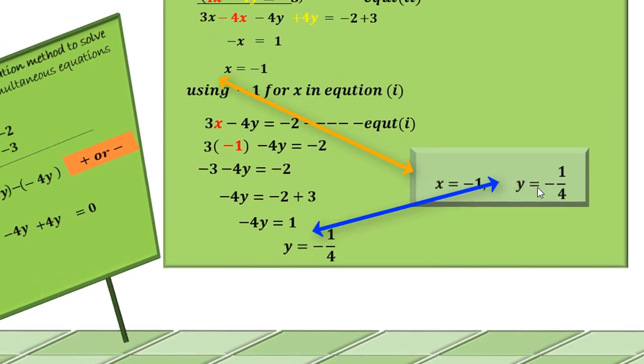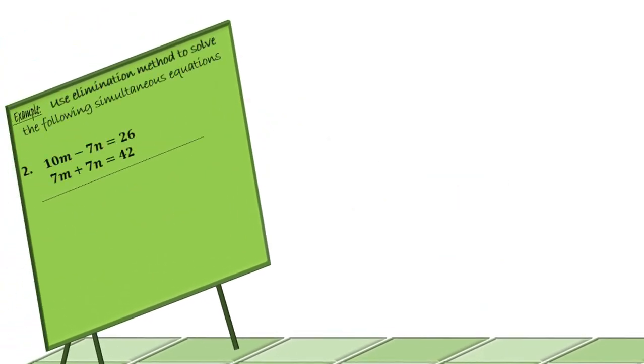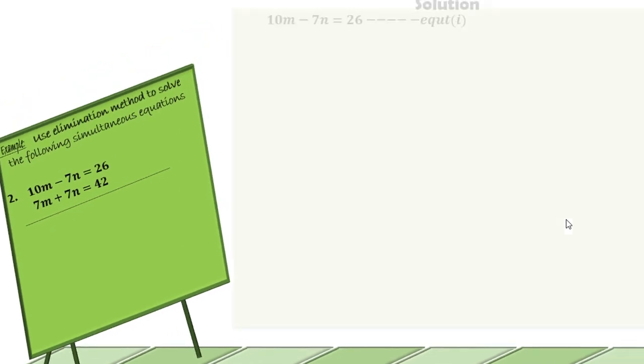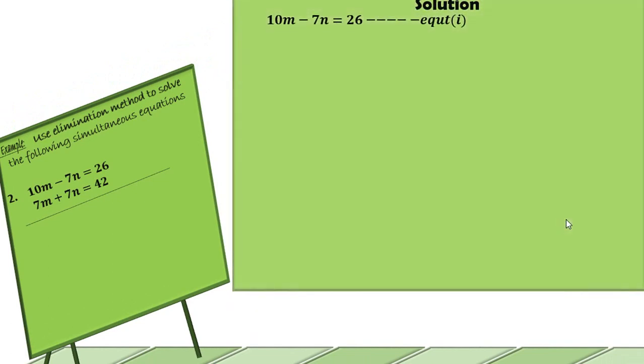The next question. So the next question says 10n minus 7n equals 26. 10n minus 7n equals 26 and 7n minus 7n plus 7n equals 42. So what do we want to eliminate now? We should eliminate n. Why? Because n has the same coefficient, 7, 7. So n has the same coefficient, so that's 7, 7.